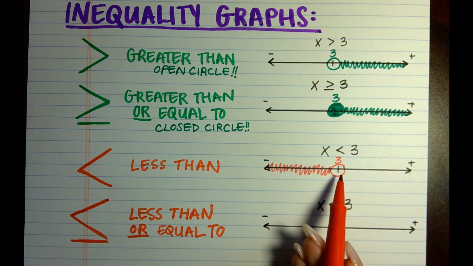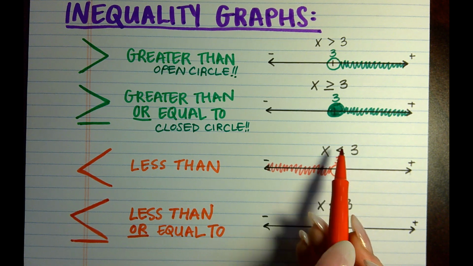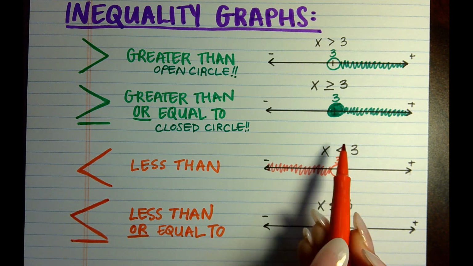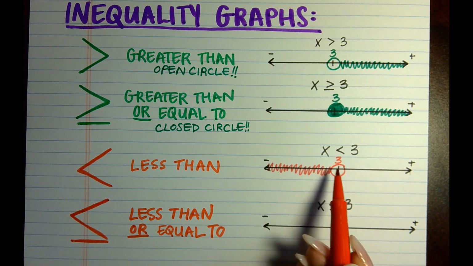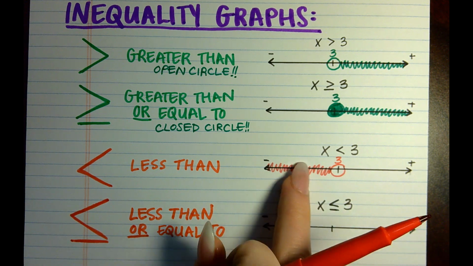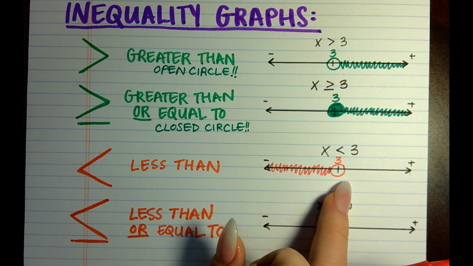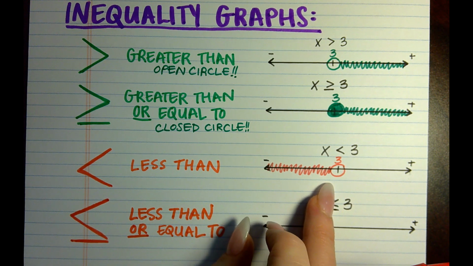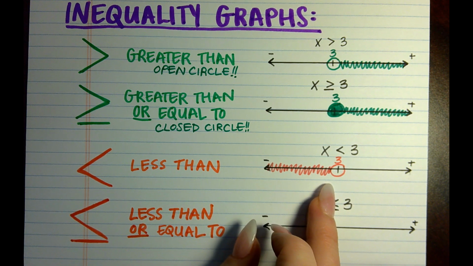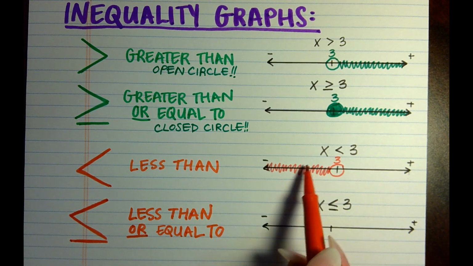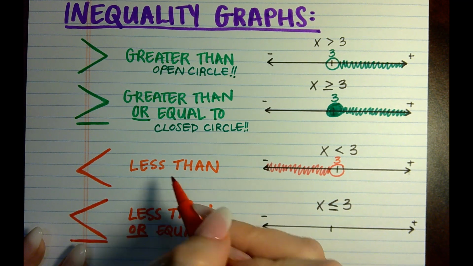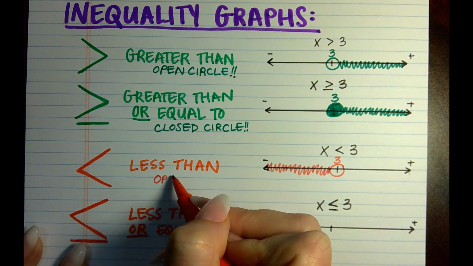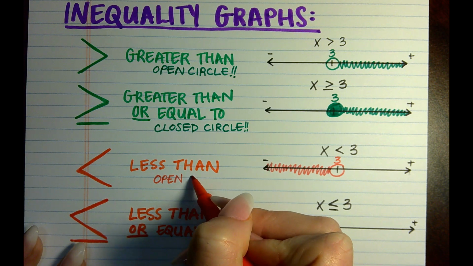And we leave that circle open because we're saying that x is a number that is less than 3. We don't shade it in because technically 3 is not included. 3 is not a number that x can be because 3 is not less than 3. So we don't include 3. We circle it and leave it open. So this will have an open circle.